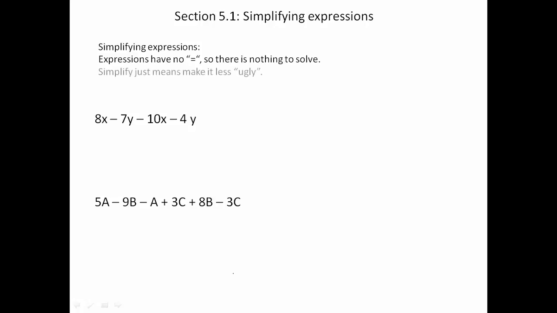The goal here is to take an expression which starts out pretty ugly and to make it just a little bit less ugly. Let's take a look at the two main tools that we're going to be using for simplifying expressions. We're going to be using combining like terms and the distributive property. First, let's combine like terms.